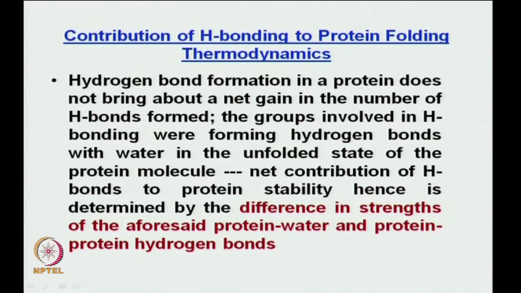What it says is that hydrogen bond formation in a protein does not bring about a net gain in the number of hydrogen bonds formed. Why does it say so? It says so because the groups involved in hydrogen bonding were forming hydrogen bonds with water in the unfolded state. So, when the protein was not folded, whatever groups were forming hydrogen bonds, because what are the groups which form hydrogen bonds? It is not the hydrophobic groups, right? It is the NHCO and all these things, your salt bridges and all these.